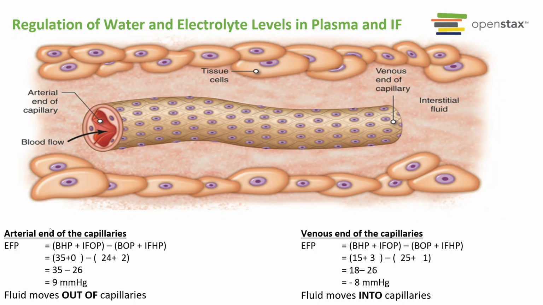On the opposing end, when we're looking at the venous end of the capillary, so blood has flowed through, we've had some level of capillary exchange, it equalizes out. At the venous end of the capillaries, in fact, the blood hydrostatic pressure tends to be much lower, and the osmotic pressure now tends to be higher. In this case, what you see is that the fluid will move into the capillaries.